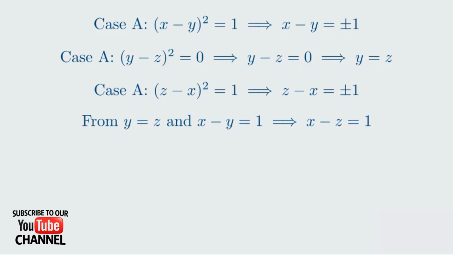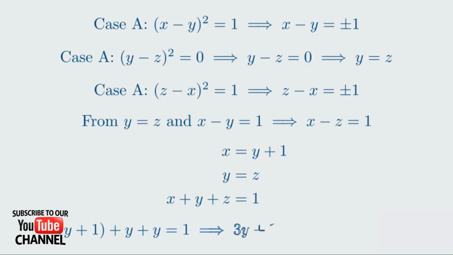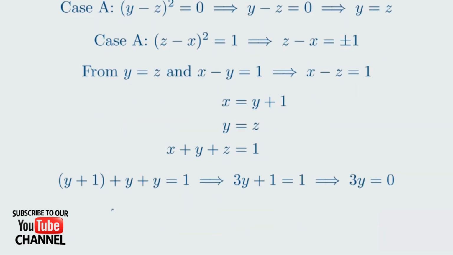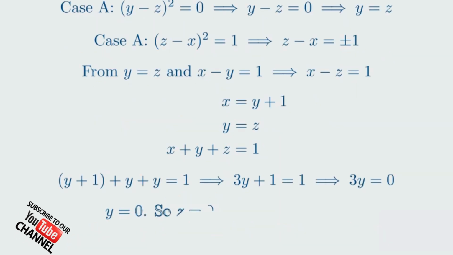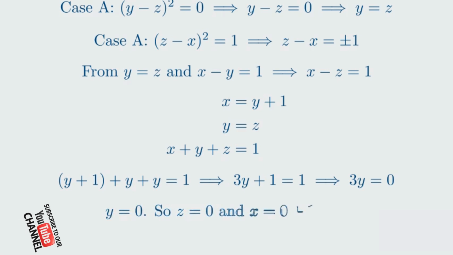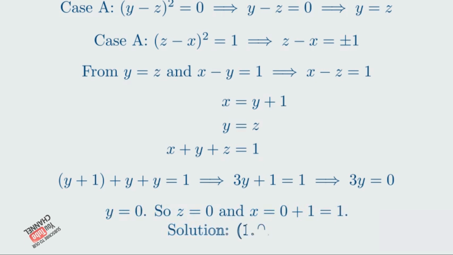Now we combine this with our first equation from the system, x plus y plus z equals 1. We have the system of equations: x equals y plus 1, and y equals z, and their sum is 1. Substituting, we get y plus 1 plus y equals 1, which simplifies to 3y plus 1 equals 1, or 3y equals 0. This gives us y equals 0. Since y equals z, z is also 0. And since x equals y plus 1, x is 1. This gives us the solution (1, 0, 0).